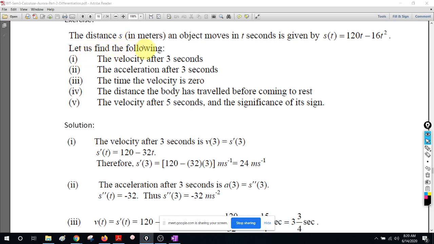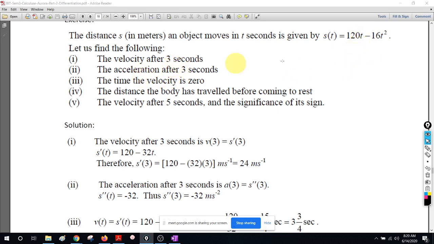Now you are asked to find the velocity after 3 seconds. Remember, this is time versus distance, or time versus displacement. What you are asked to do is find the velocity after 3 seconds. You know that velocity is the rate of change of displacement. Of course, though they call it distance, it has to be displacement. Therefore, if you want to find the velocity after 3 seconds, what you are supposed to do is find the derivative, because that is where you get the velocity.